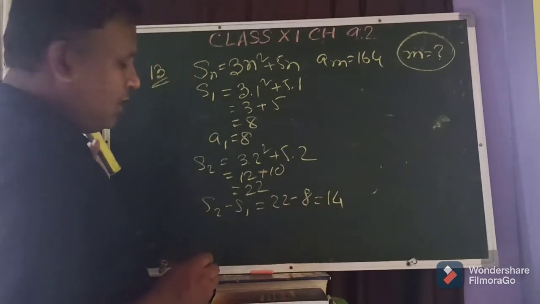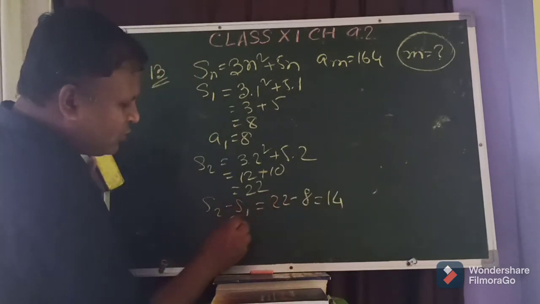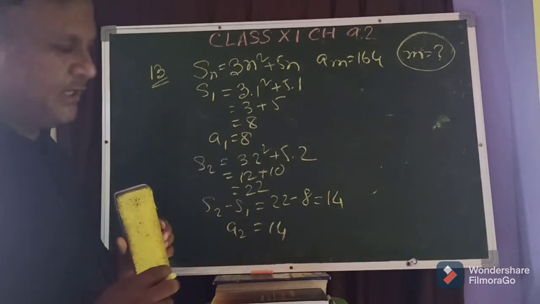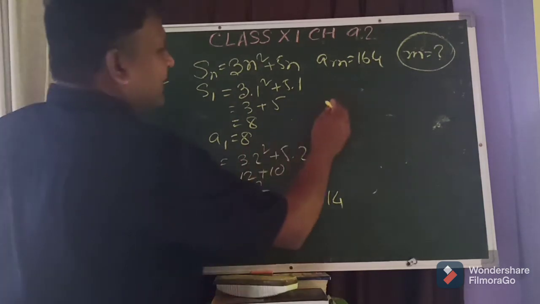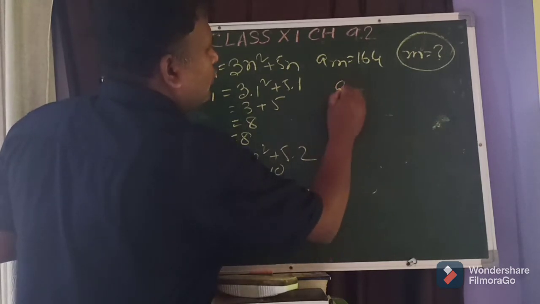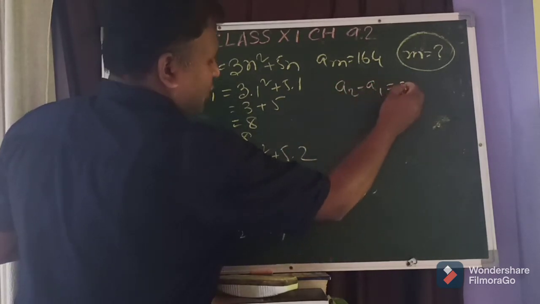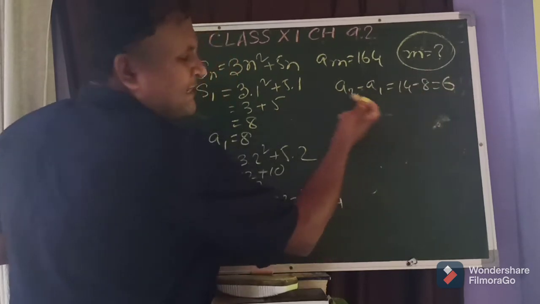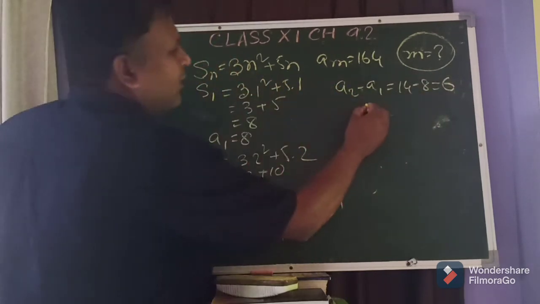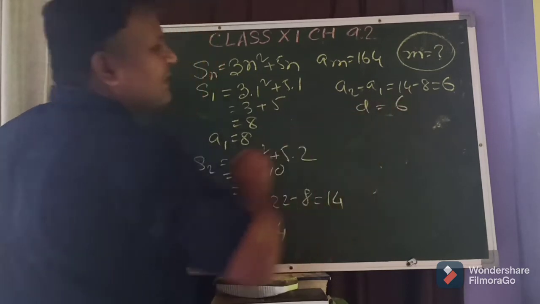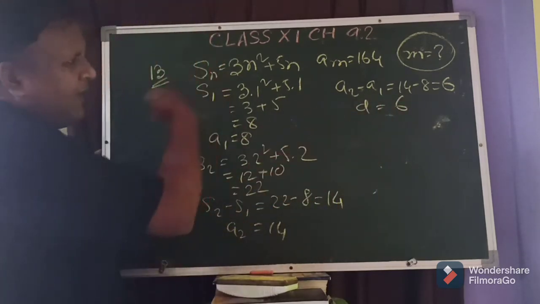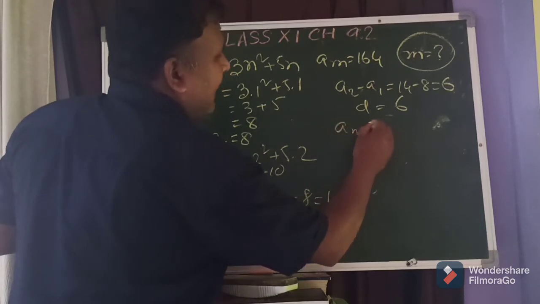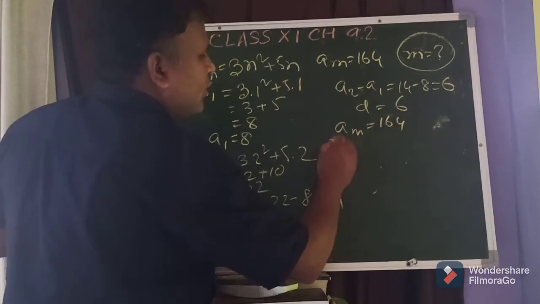This is 14. This s2 minus s1 means a2 is equal to 14. Then a2 minus a1 is equal to 14 minus 8, which is equal to 6. A2 minus a1 means d, so d is equal to 6. Now you have got the entire information, let's go for am is equal to 164.